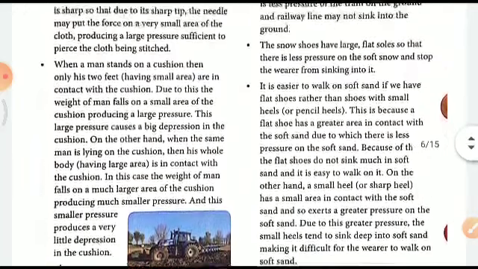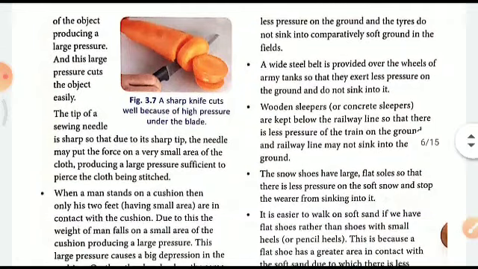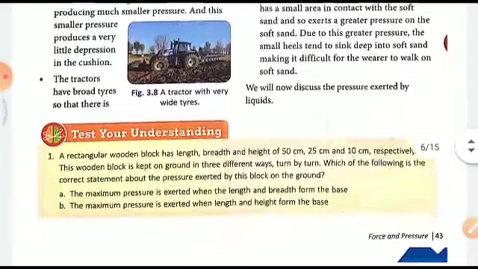Tractors have broad tires so that they put less pressure on the ground and the tires do not sink into comparatively softer ground. A wide steel belt is provided over the wheels of army tanks so that they exert less pressure on the ground and do not sink into it. Wooden sleepers are kept below railway tracks so that the pressure of the train on the ground is less and the railway line may not sink into the ground. So on and so forth.